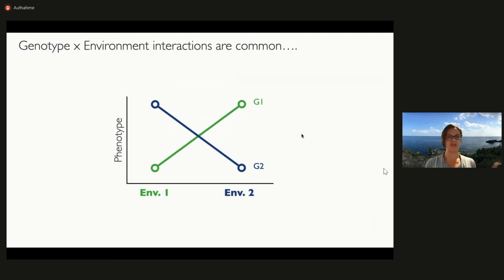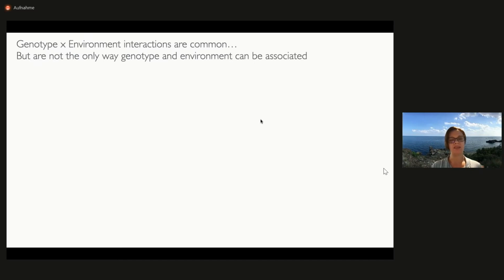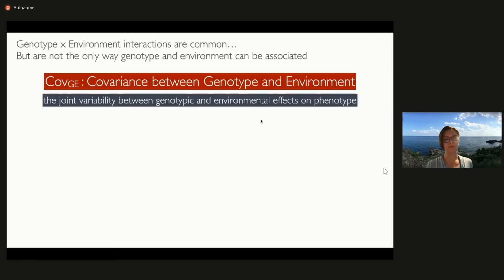And we know that these genotype by environment interactions are common, and a genotype environment interaction is essentially a non-random association between genotypic and environmental effects on phenotypes. And it ultimately means we need to have information about both genotypes and their environments to make any kind of prediction. But G by E interactions are not the only way that genotypic and environmental effects on phenotypes can be associated. We can also have covariance evolve between these genotypic and environmental effects on phenotypes. And I'm just going to call this COVE-GE for short in this talk.